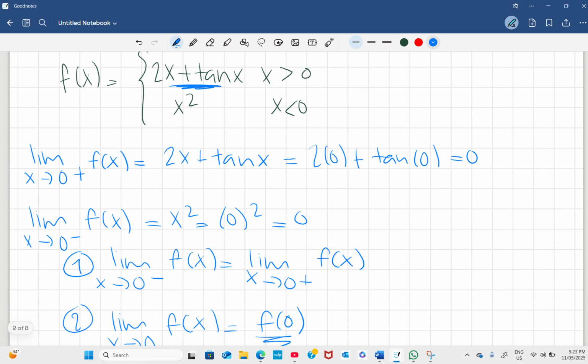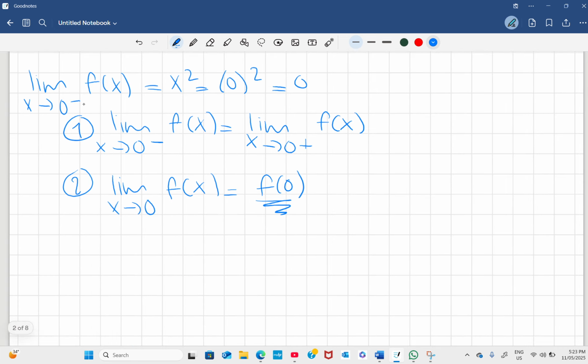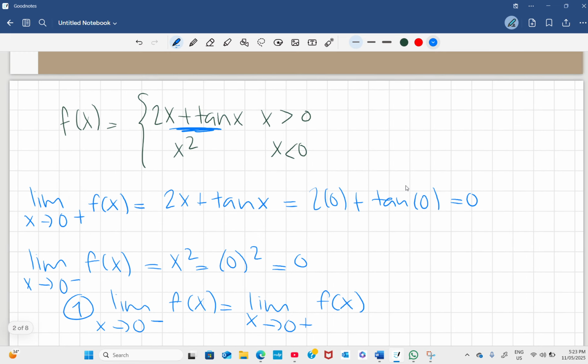I'm not going to substitute again. Here we substitute 0, so it's going to be 0 as well. So my answer for this one is 0. This one is 0, 0 is equal to 0, so yes, it's continuous. Now, what's my next step? So I have here two conditions. Is it continuous? Yes, we check that box.